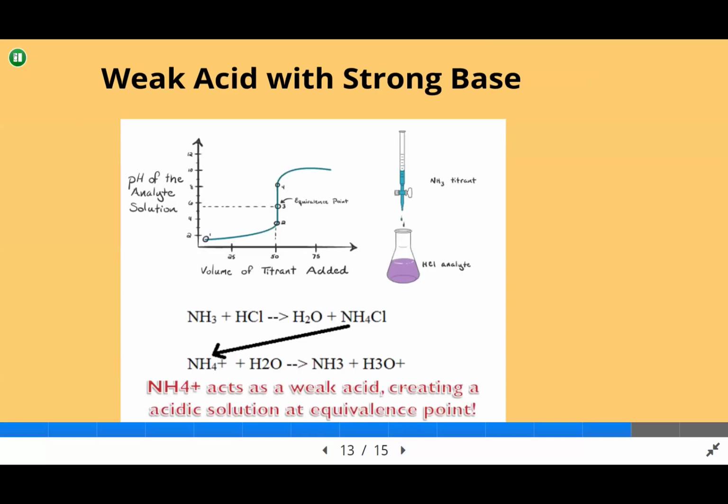In contrast, let's look at a weak base with a strong acid. So for example, NH3 plus HCl yields NH4Cl. The NH4Cl dissociates into NH3 and H3O+. So NH4+ acts as your weak acid, creating an acidic solution at the equivalence point, so lower than 7. Your equivalence point pH is lower than 7, as you can see on the graph.